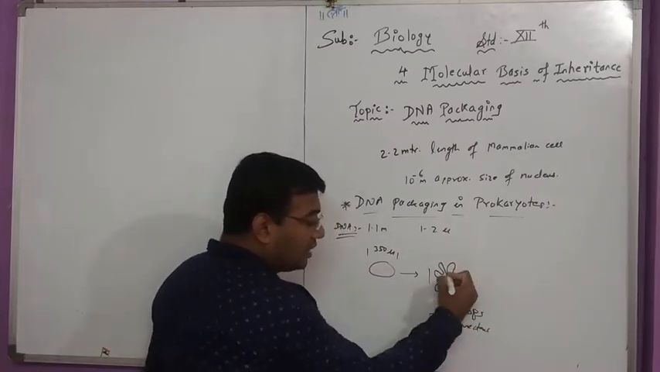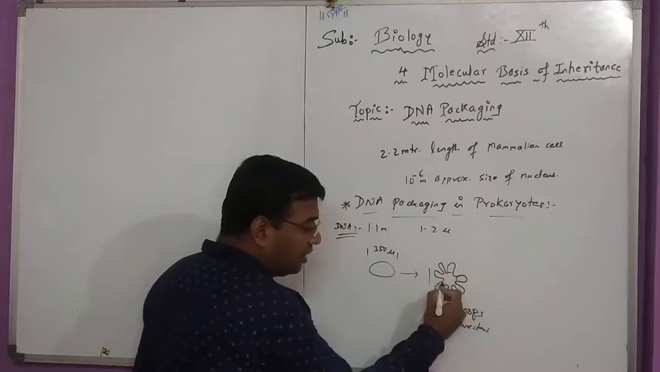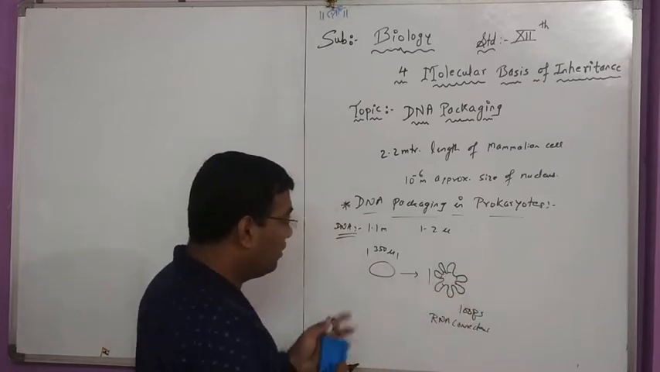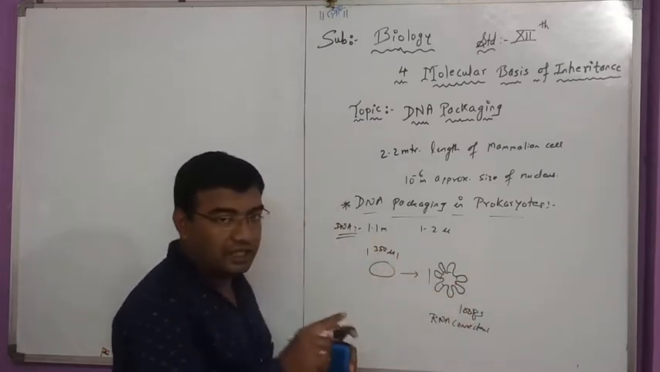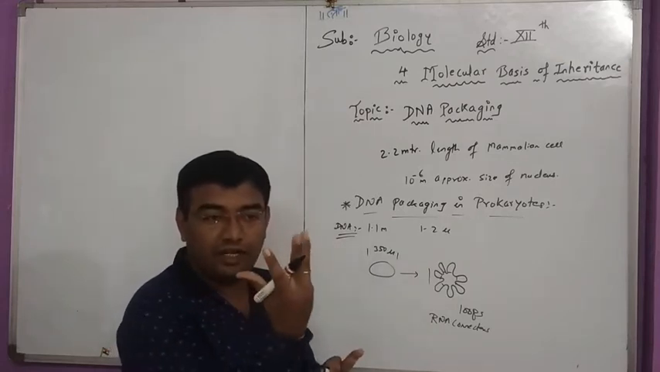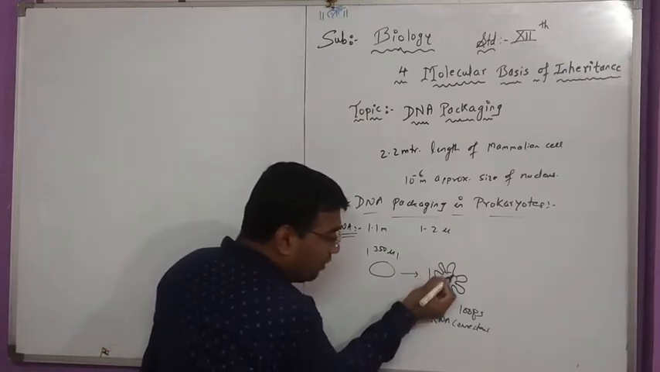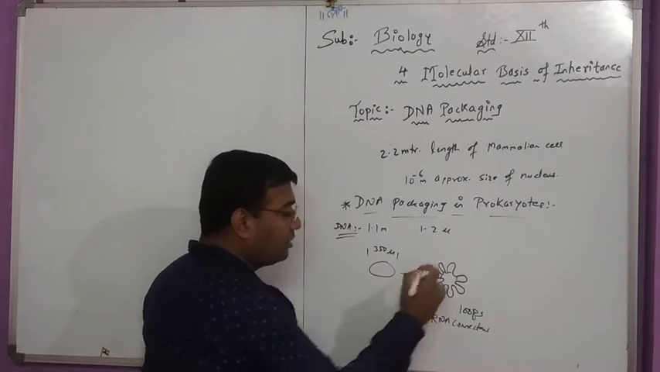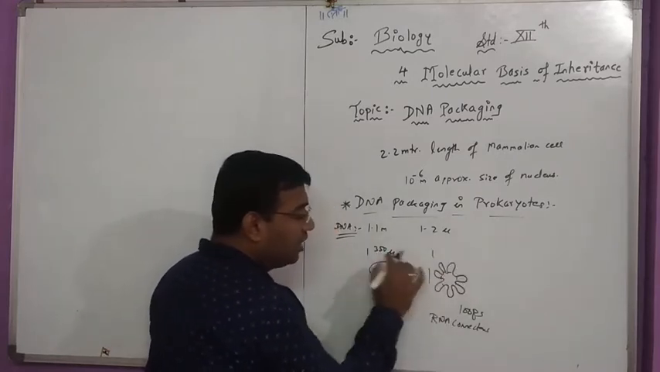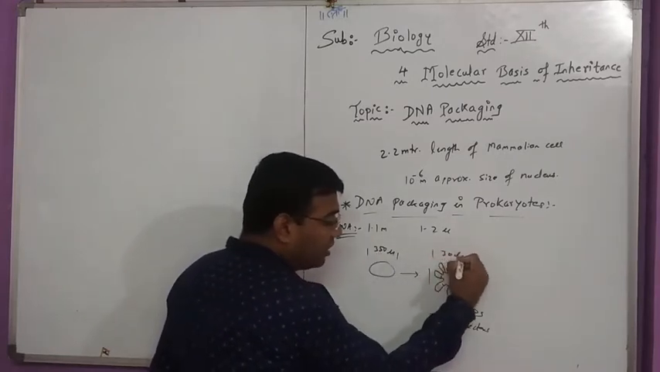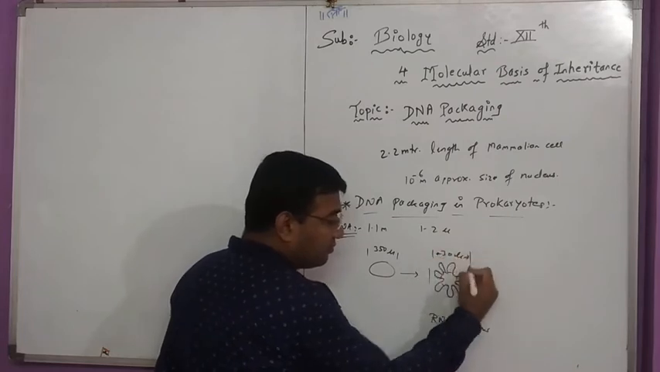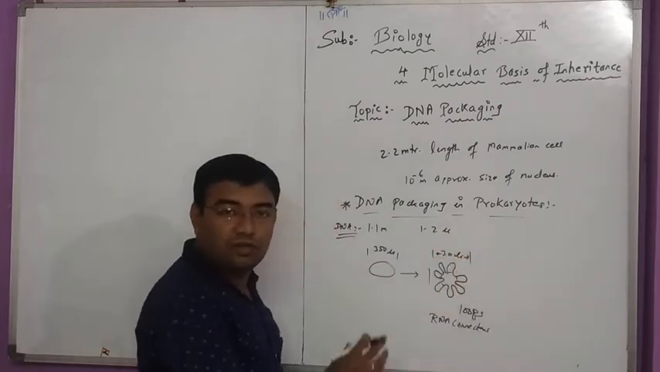What do RNA connectors do? They convert it into the form of loops. Loop means what? When a circular DNA, like a ring, is pulled from the inside, it forms a loop. And once the loop formation takes place, the size reduces from 350 microns to 30 microns. So much difference is there once the loop is formed.